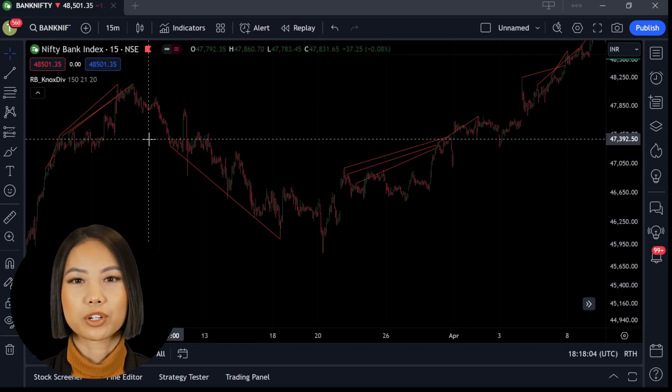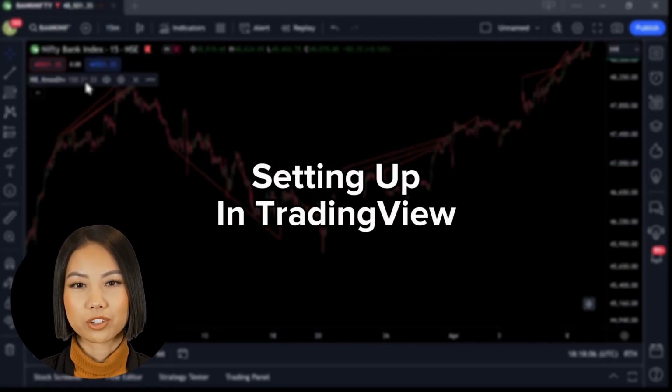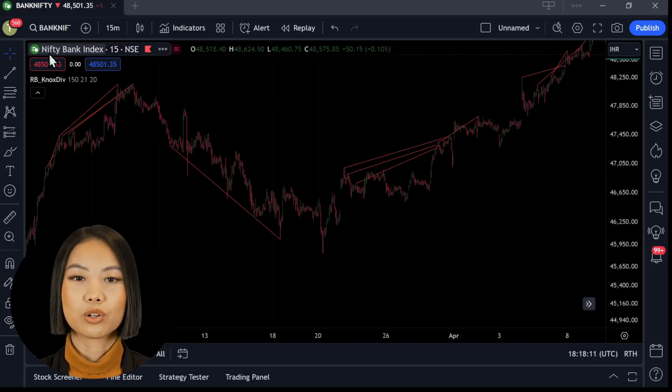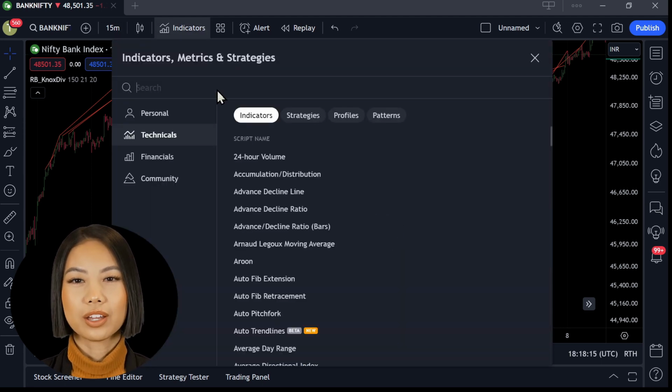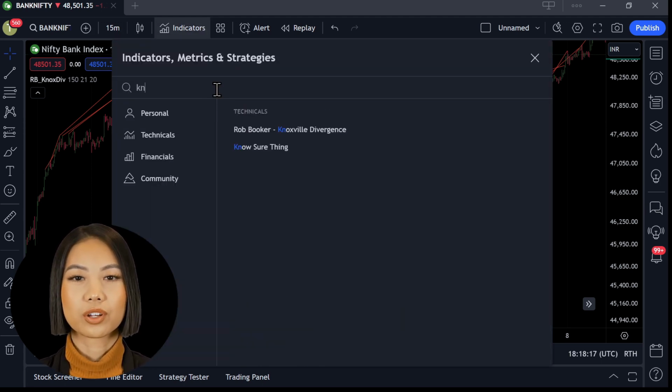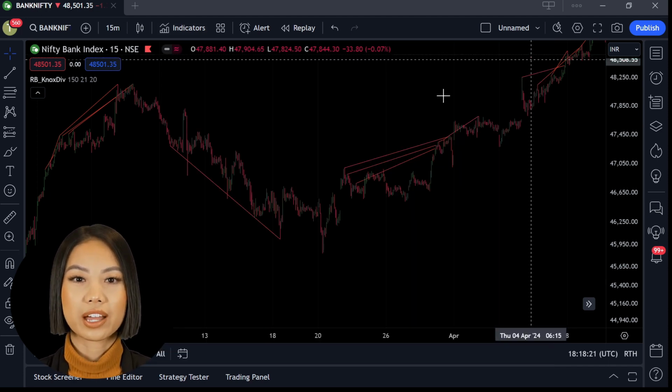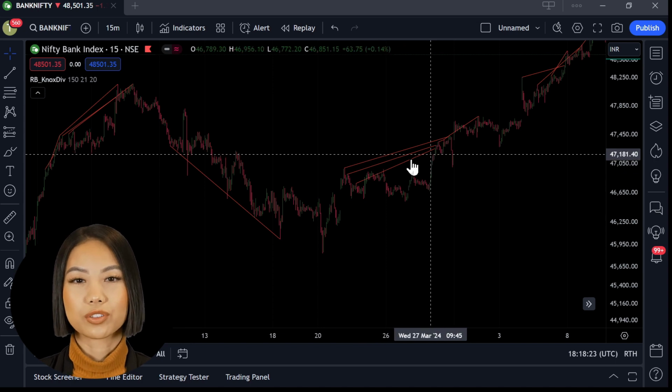spot potential trading opportunities. How to set it up in TradingView. Open TradingView and select the asset chart you want to analyze. Click on the Indicators button at the top of the screen. In the search bar, type Knoxville Divergence and select it from the drop-down menu. The indicator will be added to your chart, displaying divergence lines.